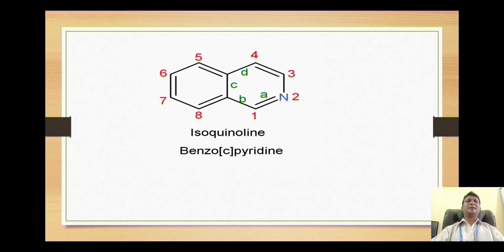Now, let's look at the structure of isoquinoline. It is a bicyclic ring system. That means it consists of two rings. One is the benzene ring, and the other one is a six-member pyridine ring.